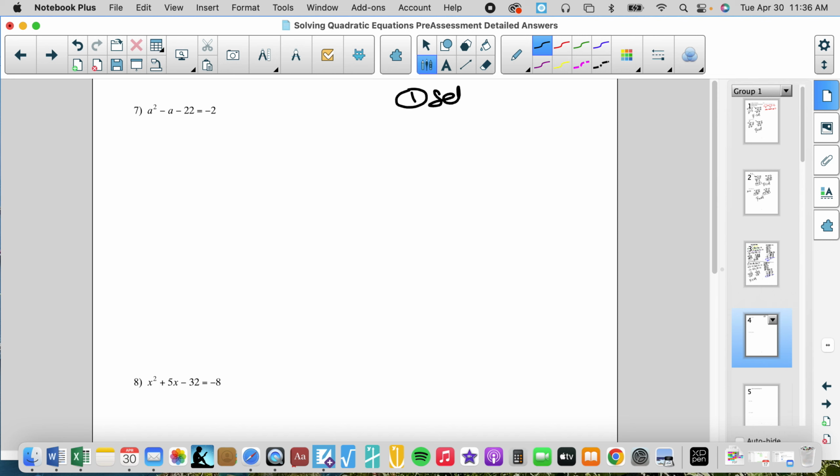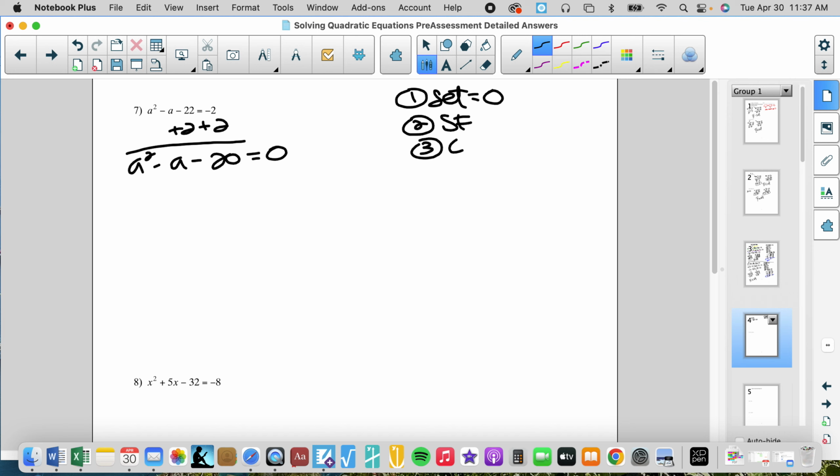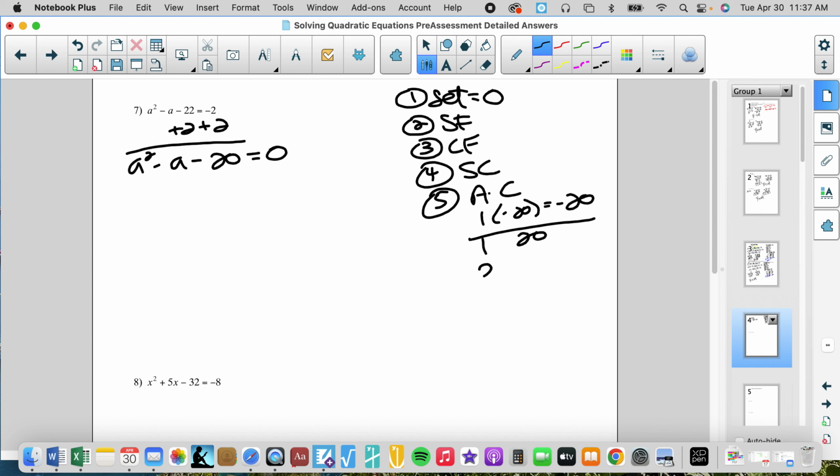Notice 1 set equal to 0. So we have to add 2. We get a squared minus a minus 20 equals 0. That's good. 2, is it in standard form? Yes. 3, common factor? No. Special case? No. 20 is not a perfect square, so let's do a times c. A is 1, c is negative 20. 1 and 20, 2 and 10, 3 no, 4 and 5.